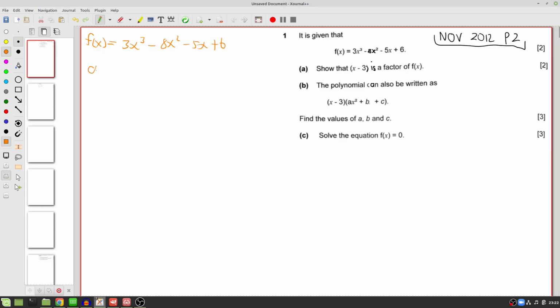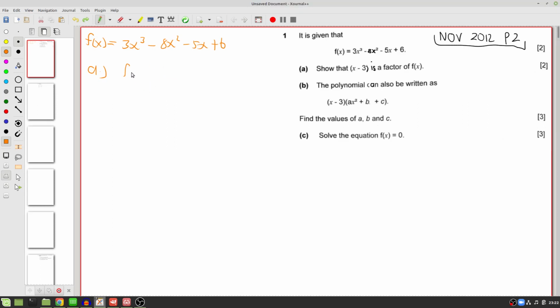Now question A says, show that x minus 3 is a factor of f(x). To show if something is a factor, the remainder theorem states that if we do f of some value, let's say f of a, and the answer is 0, this is the remainder, right? So if the remainder is 0, then something is a factor. Alright, so that's the basic idea.